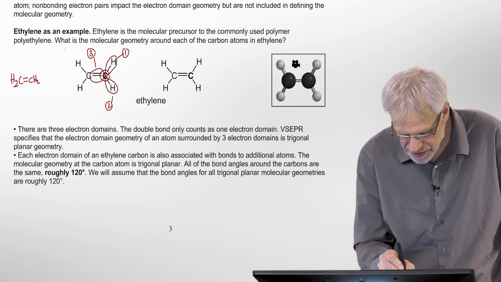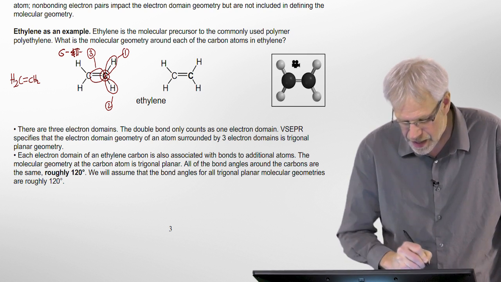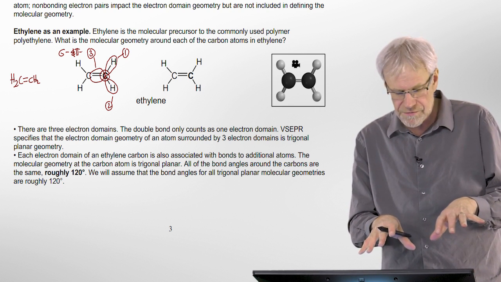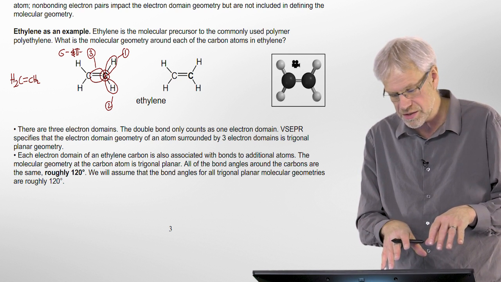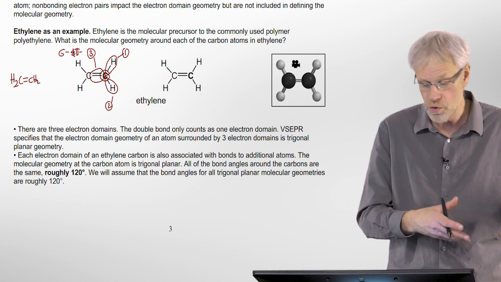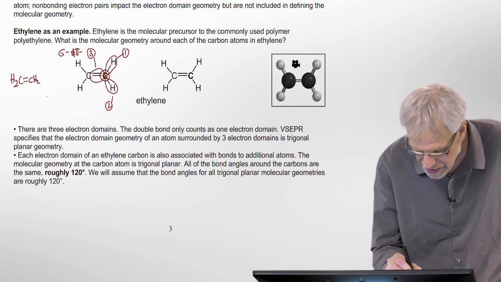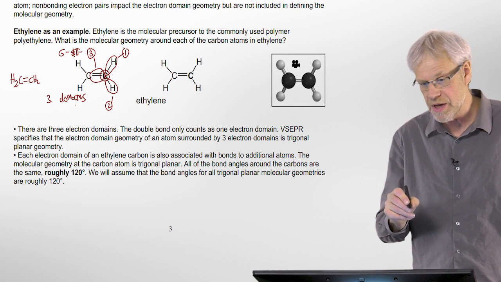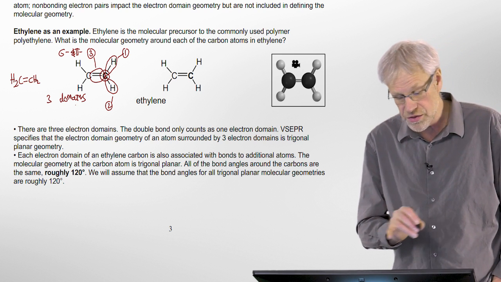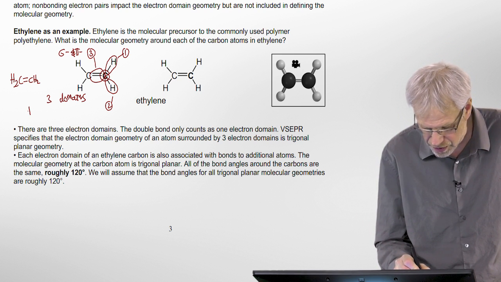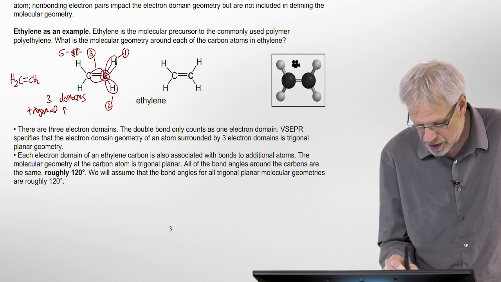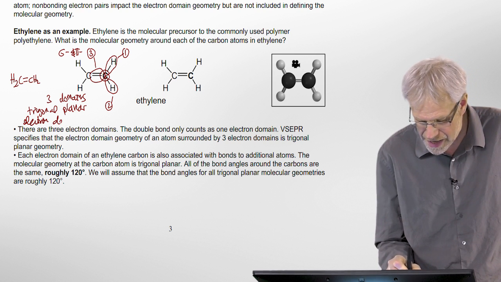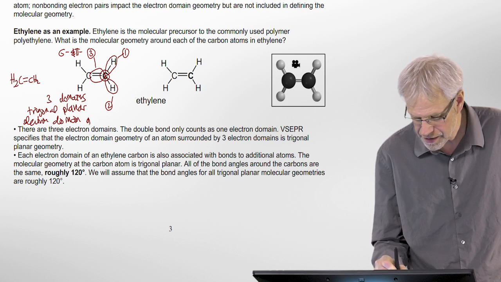The double bond consists of a sigma bond and a pi bond, and the electrons in those bonds cannot occupy exactly the same area of space, but for the purposes of VSEPR, the electrons in the double bond are considered to be contained in the same electron domain. So in this case, we have 3 electron domains, and if we have 3 electron domains, VSEPR electron repulsion decides that the geometry around that carbon atom is going to be so-called trigonal planar. So trigonal planar is the electron domain geometry.